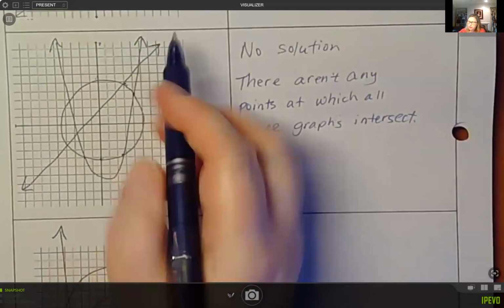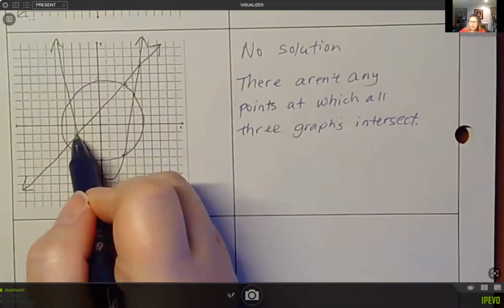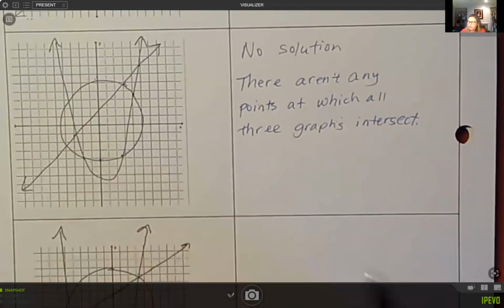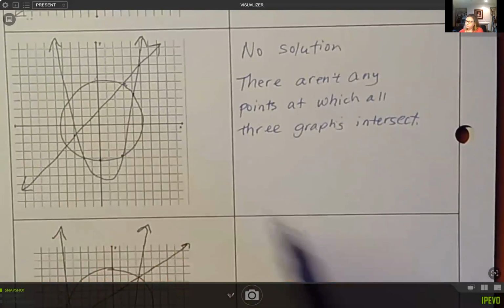So there's a point of intersection, but it's only the graph and the line in the parabola. Here's another one that's only the line and the parabola. So I don't have to check all three functions. I can just choose one and check that one.